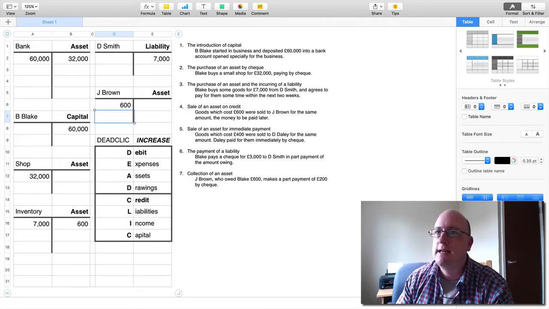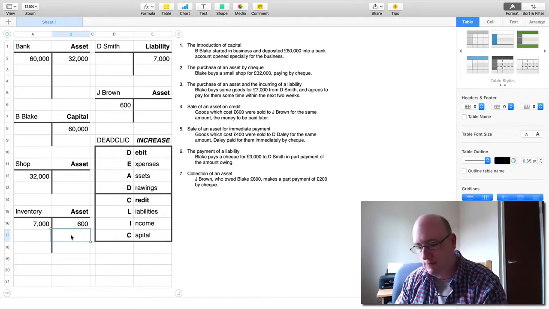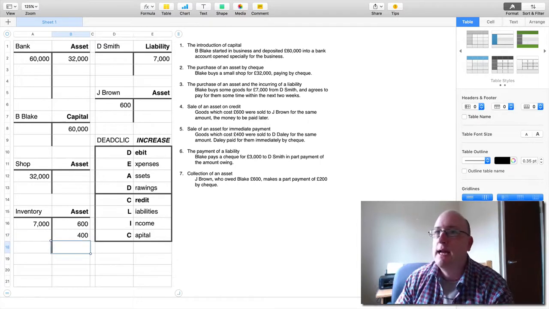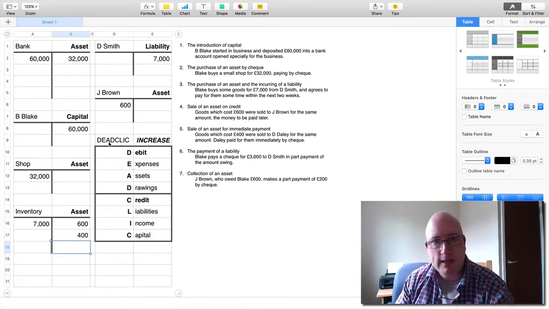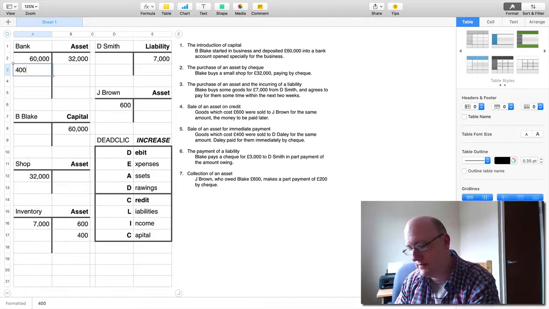So number 5 is sale of an asset for immediate payment. Goods which cost £400 were sold to D. Daly for the same amount and Daly paid for them immediately by cheque. So we're selling some stock. So again, stock is an asset. We're not increasing it, we're decreasing it. So it's not a debit, it's a credit. So £400 goes in there. And the £400 was paid immediately by cheque. So it's increased the bank account. The bank account is an asset. Increasing an asset is a debit. So back up there, £400.